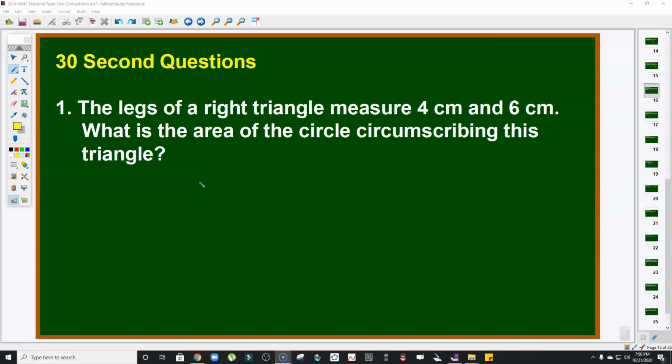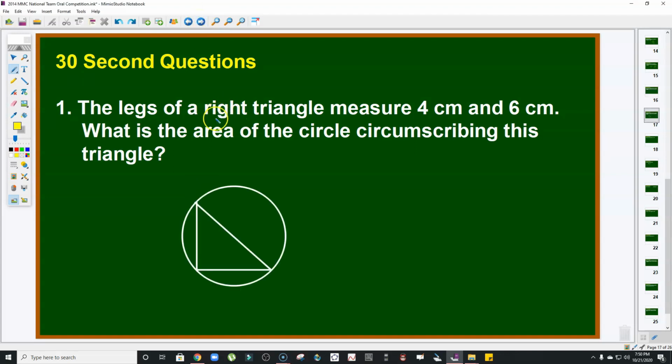30-second questions. Problem number 1. The legs of a right triangle measure 4 centimeters and 6 centimeters. The question is, what is the area of the circle circumscribing this triangle? Okay, so your illustration should look like this. Which implies that the hypotenuse of your right triangle is the same as the diameter of your circle. Also, the legs are 4 and 6. So since it's a right triangle, by Pythagorean theorem, your hypotenuse or your diameter is square root of 52.